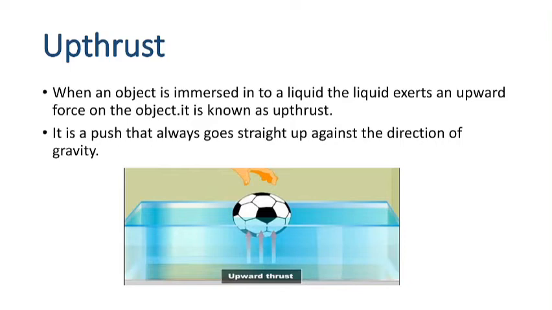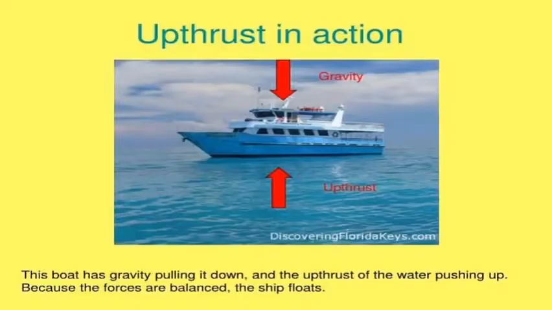When an object is immersed into a liquid, the liquid exerts an upward force on the object. It is known as upthrust. It is a push that always goes straight up against the direction of gravity. This boat has gravity pulling it down and the upthrust of the water pushing up. Because the forces are balanced, the ship floats.